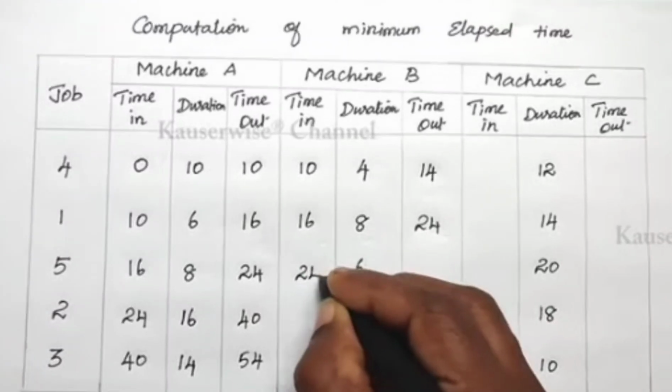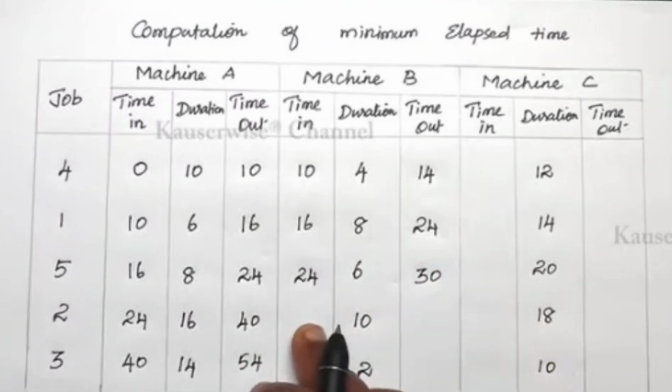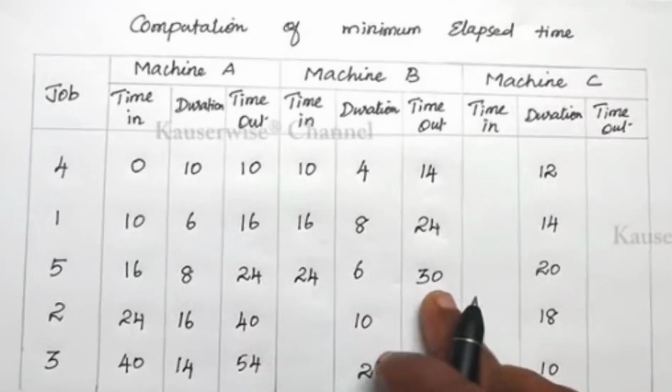So 24 is the in time. So in time plus duration, so out time is 30. For the next job, again we have to compare, because which is a higher value?